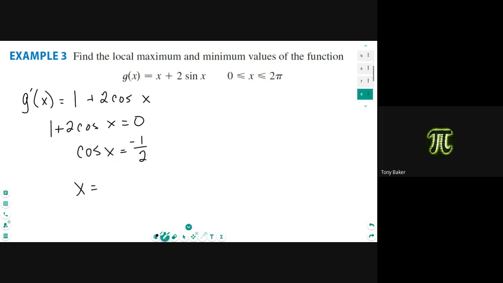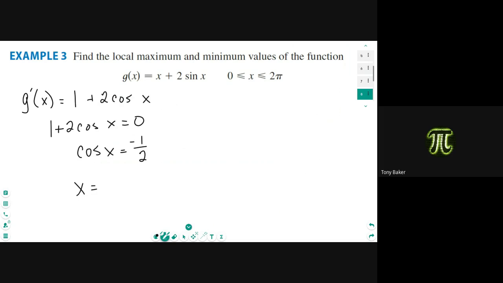Where's cosine negative? Start there. Which one of the letters is cosine? X or Y? Cosine is X. So that means cosine is negative in what? The second quarter and the third quarter.